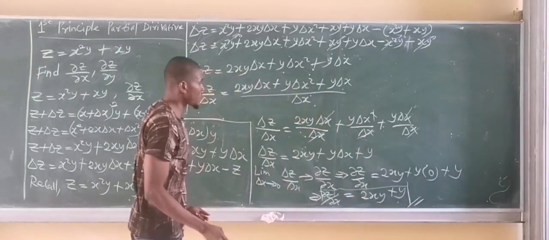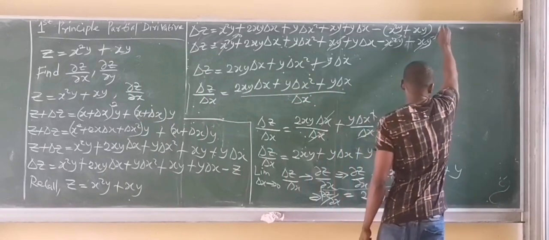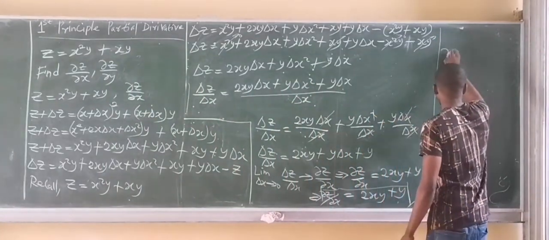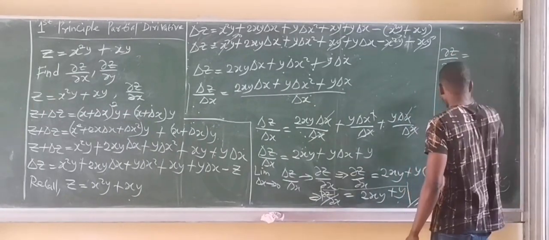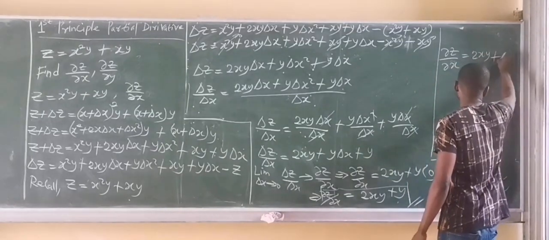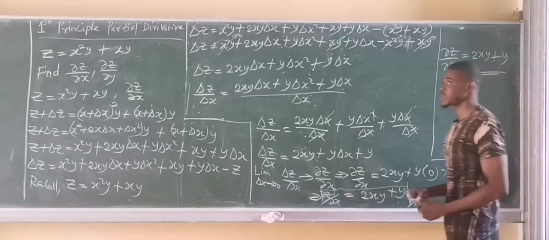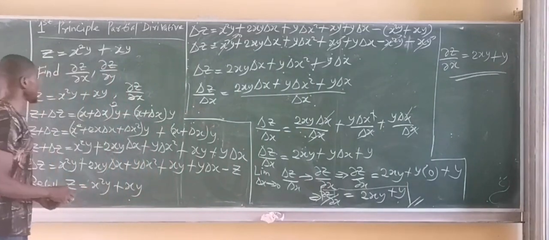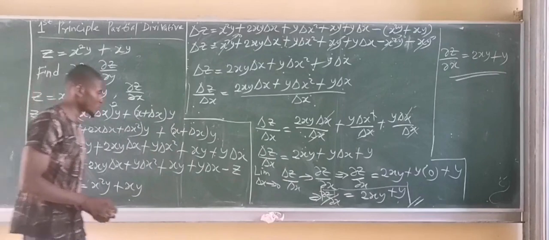Alright, so we'll do the second part. In case it's not clear, let me bring it up here a bit. The partial derivative of z with respect to x is simply 2xy plus y. That's the first part. The second part says we should find the partial derivative of z with respect to y, also from first principle. So let's do the second part of the question.